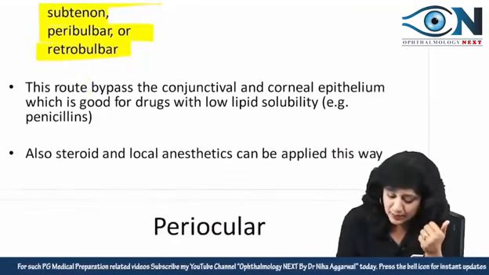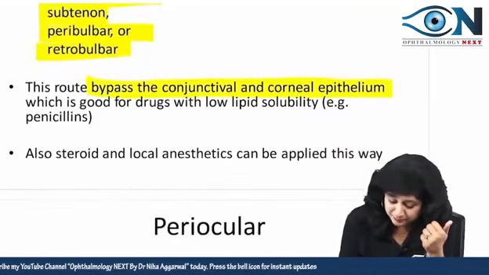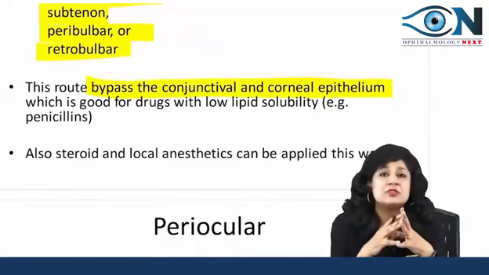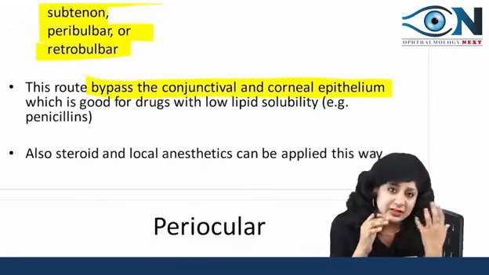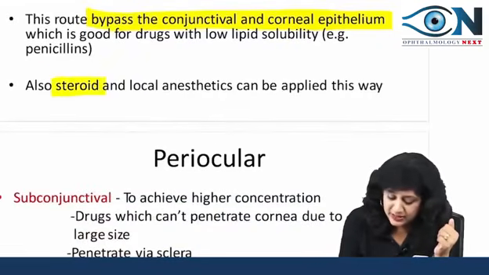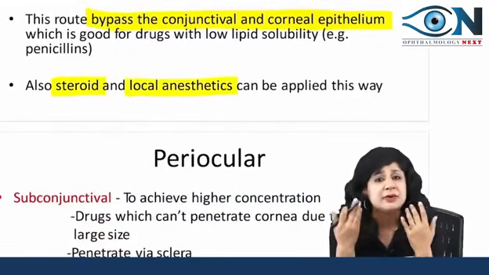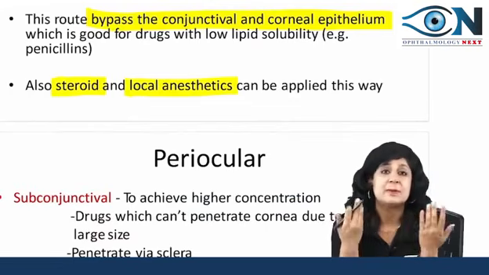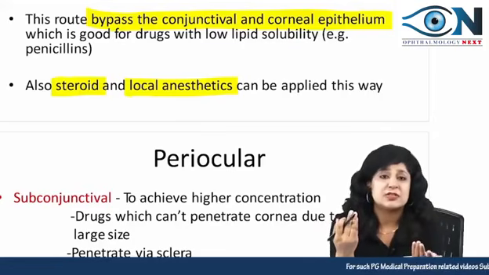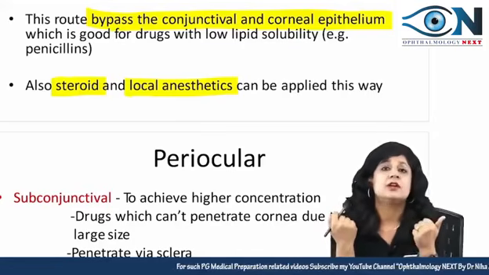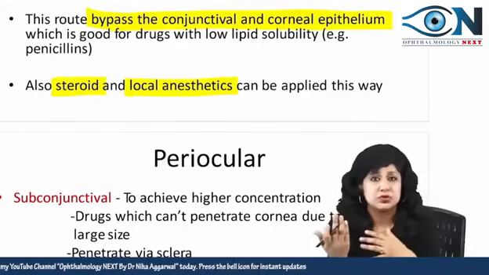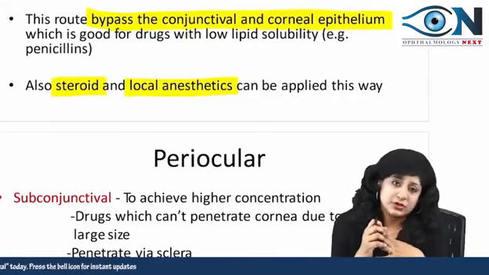This route bypasses the conjunctival and corneal epithelium, which is good for drugs with lower lipid solubility, because those drugs which had higher lipid solubility had close contact with the cornea and increased contact time. Then we can also use steroids and local anesthetics. I think everybody knows that we use local anesthetics with the peribulbar injections and the retrobulbar injections. Steroids we give as injections after intraocular surgeries. So this is again a common route that we use in day-to-day ophthalmology practice.